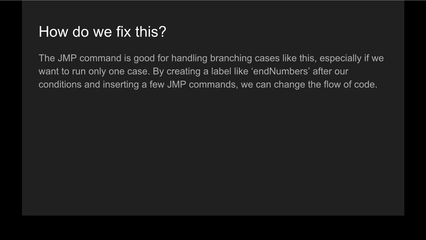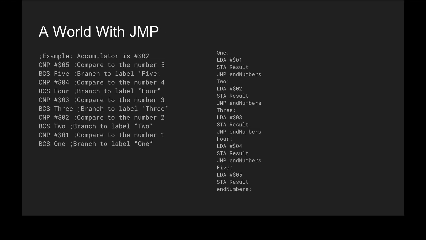The jump command is good for handling branching cases like this, especially if we want to only run one case. By creating a label like end numbers after our conditions and inserting a few jump commands, we can change the flow of code. Here's the exact same code with the jump command inserted everywhere where it would be needed.